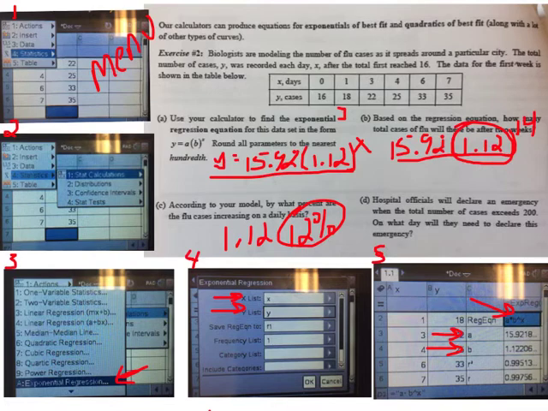Once again, for question D, you should type this into your calculator and go ahead and find the answer. It says hospital officials will declare an emergency when the total number of cases exceeds 200. On what day will they need to declare this an emergency? So we're going to type in that information, look for 200, and it'll tell you what day x you need to declare this an emergency. You can handle question B and question D on your own using a Desmos calculator and come up with the answer.